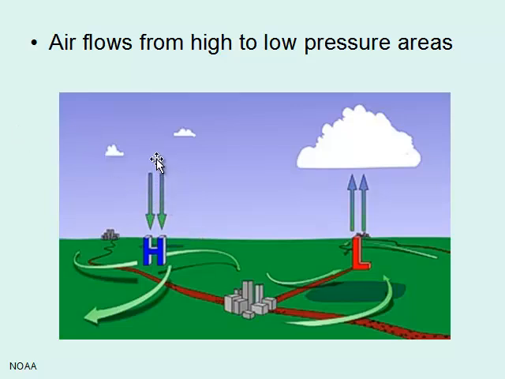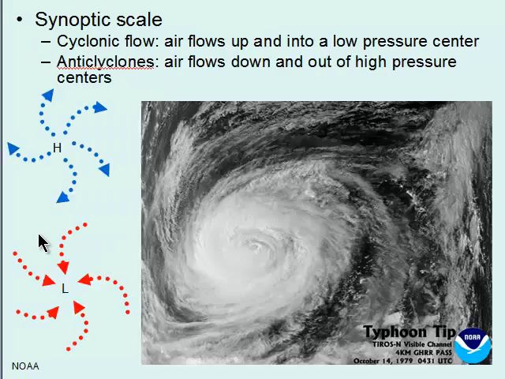So high pressure, air is cooler, I should say. It's sinking to the surface, and then it travels across to the low pressure where it warms up and rises. So these highs and lows are going to be relative temperature differences, not necessarily hot temperatures or cool temperatures, just higher or lower. So these highs and lows produce what we call synoptic scale flow. So we have cyclonic flow and anticyclonic flow.